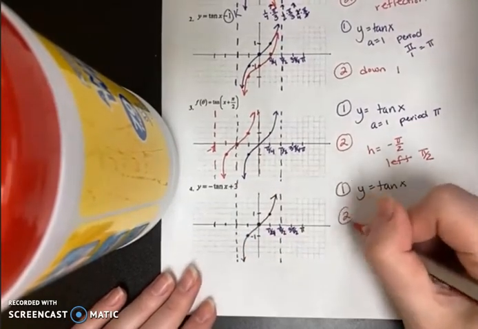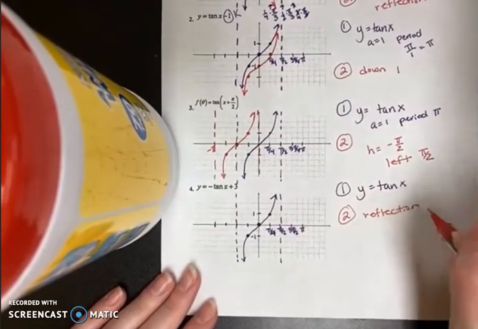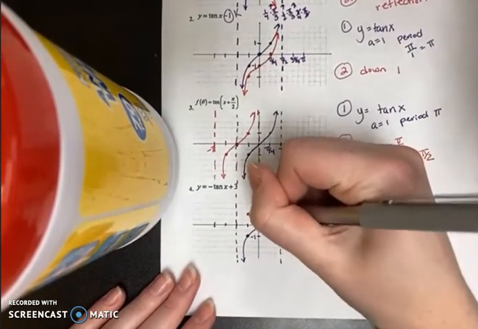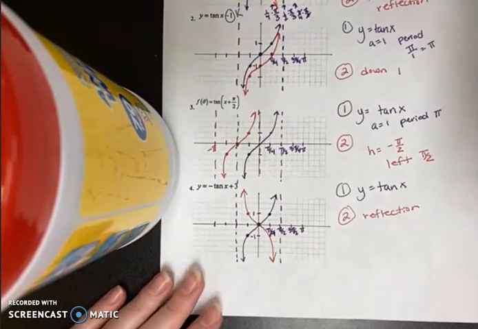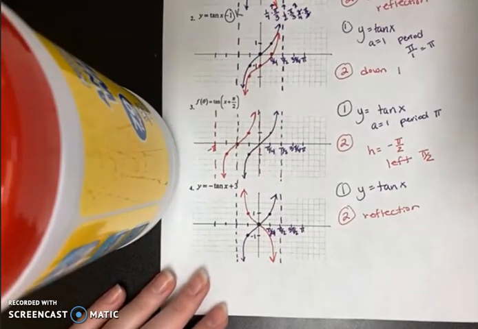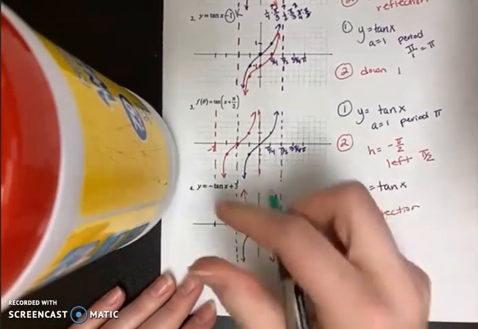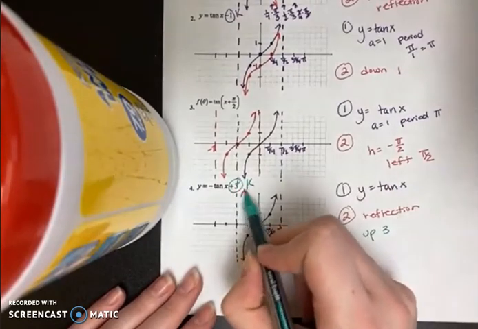Now, transformations are the second step. I say do the reflection first, then move it. So your red graph is the reflection, which is where you just reflect it about the x-axis. And then my green graph is going to move it up 3 units because now I have a k value. I can tell because it's on the outside.